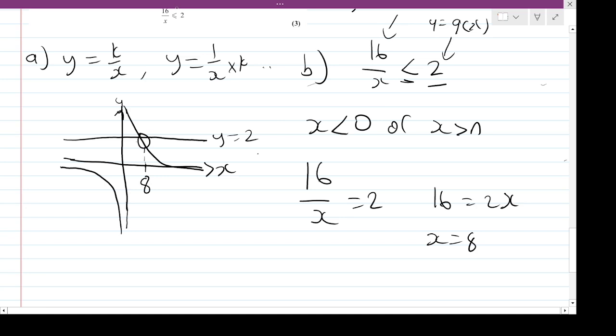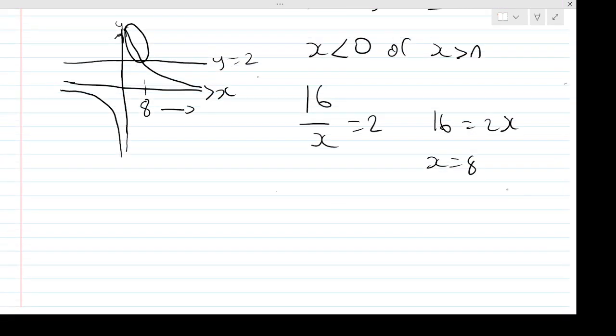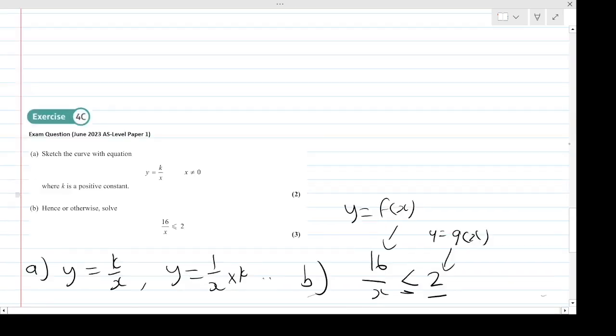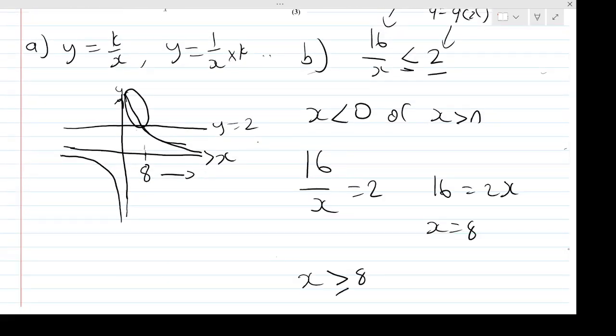Which means when x goes larger than 8, it starts to go underneath the line, which is what we want. That's the region we're interested in, when this graph is less than 2. So x would be greater than 8. However, it's actually less than or equal to. So actually, it could also be 8 itself, right? And that makes sense because at 8, it's equal to 2 there. That's when the curve equals 2. And if it's less than or equal to 2, that means it can also be equal to 2. So therefore, x is greater than or equal to 8.